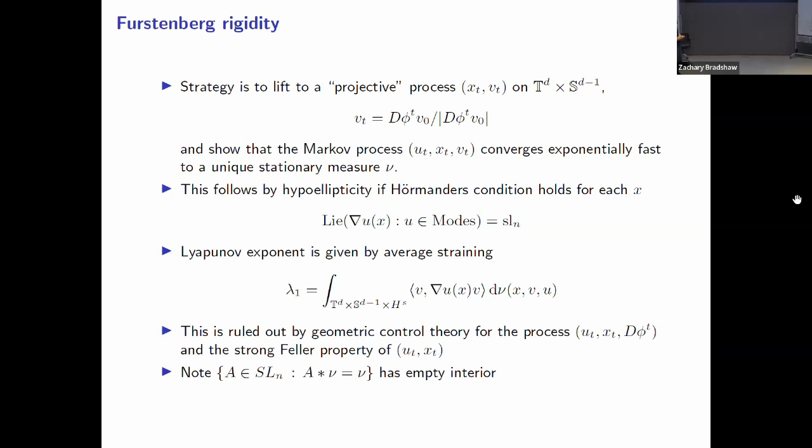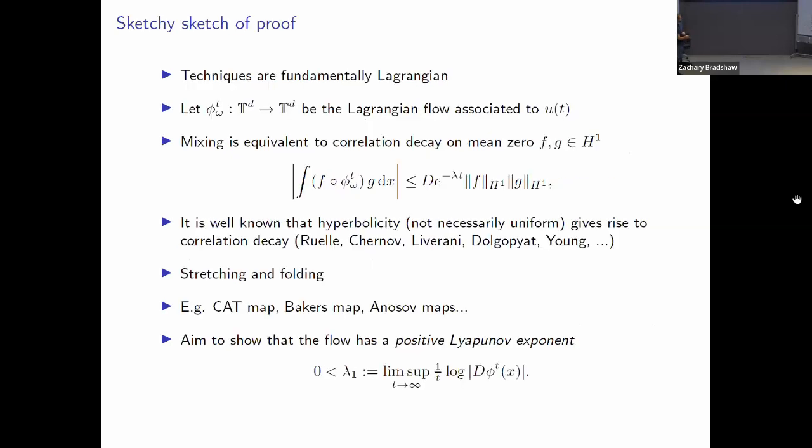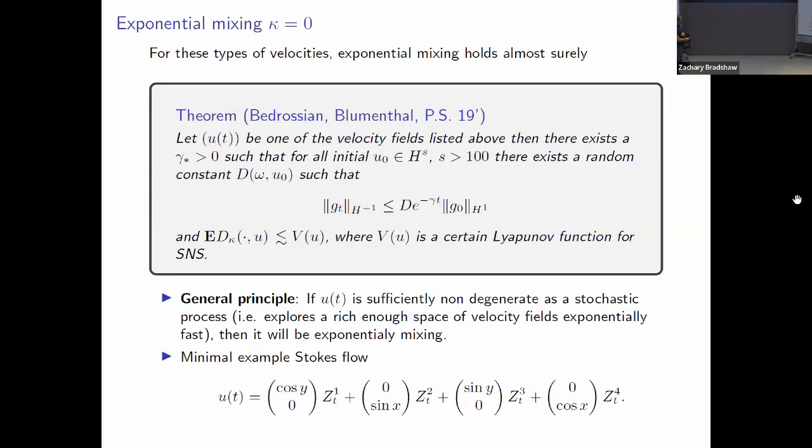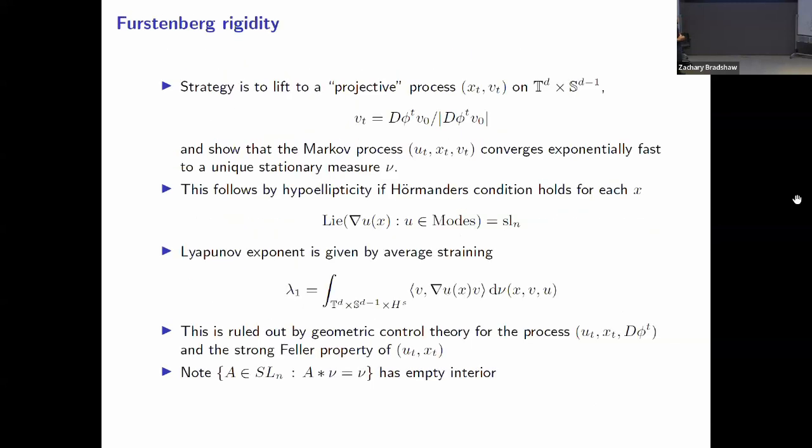If I look at the Lie algebra generated by this, where U belongs to the set of modes, so think really simply, U is the collection of all these possible modes. If that generates all possible traceless matrices as a Lie algebra, then you will have that this thing converges. There are some other things to be checked, but this is the main thing to be checked, that you have an exponential convergence to a unique stationary measure. Okay, yeah.